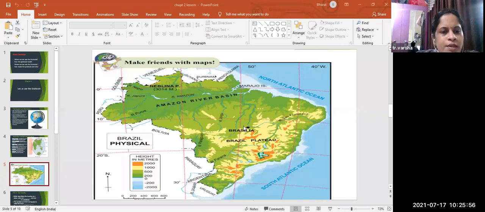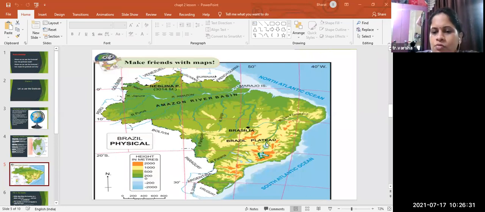That box we'll be reading as: Brasilia is from 10 degrees to 20 degrees south and from 40 to 50 degrees west. We'll be reading it like this. Because this is how we can read a particular place, right? Brasilia or the Brazilian plateau.